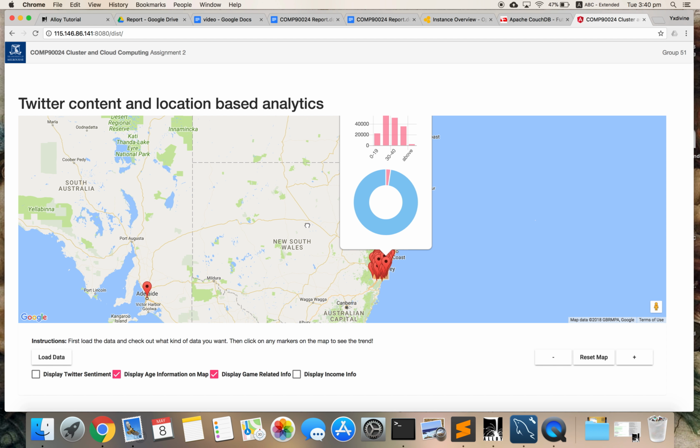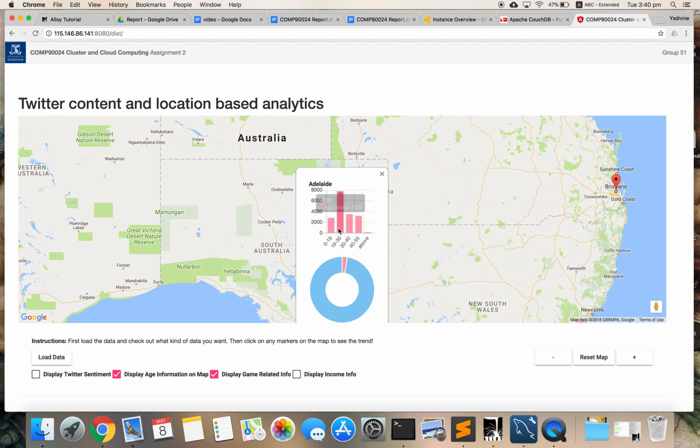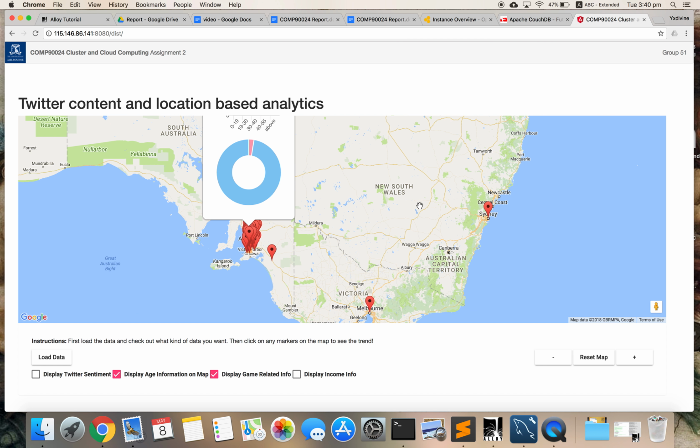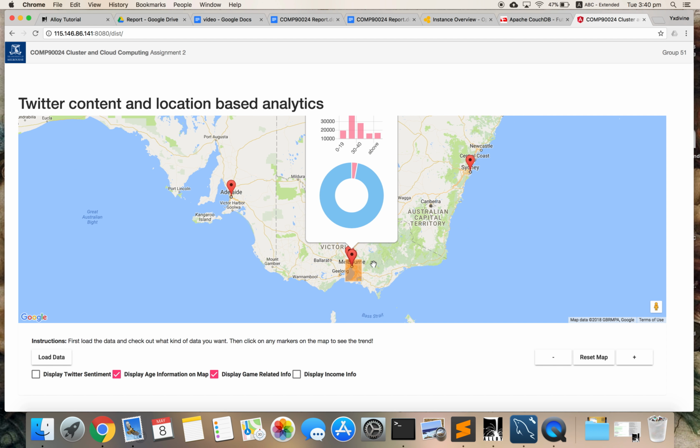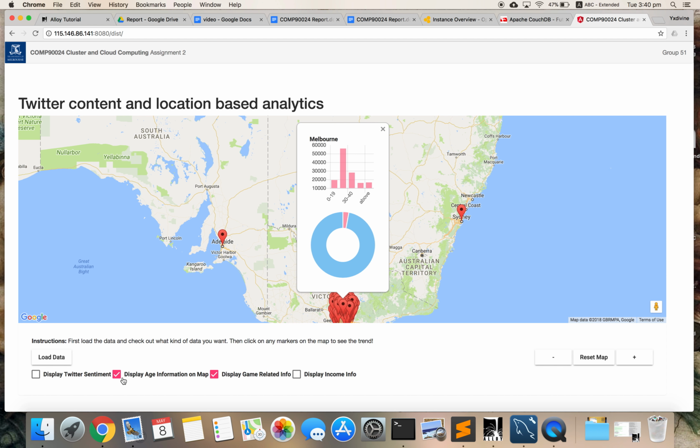Of the selected major cities in Australia, Adelaide and Melbourne are basically younger than Brisbane and Sydney, thus their degree of involvement with modern entertainment activities are relatively higher. The detailed analysis and discussion can be seen in our report. That's all for this demonstration.